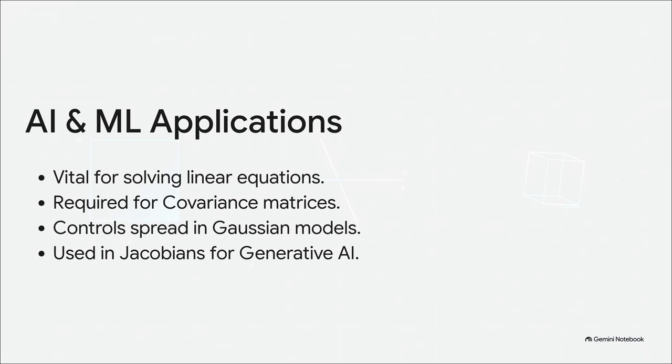Now, to be totally honest with you about modern AI, large language models mostly just rely on standard dot products and matrix multiplication during their training runs. They aren't calculating determinants nonstop. But determinants are absolutely vital whenever an advanced machine learning system needs an ironclad guarantee that it can recover its original information. We're talking covariance matrices and stats, controlling the spread in multivariate Gaussian distributions, and they are heavily used in Jacobians for tracking probabilities in generative models called normalizing flows.